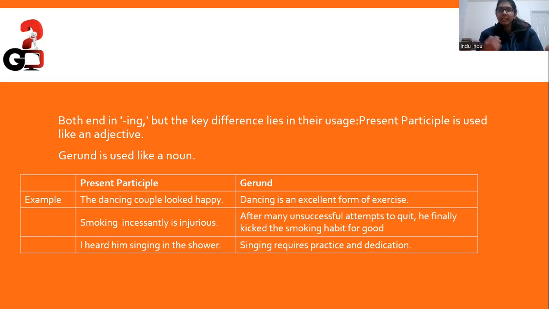Smoking incessantly is injurious. So smoking here is an adjective. I heard him singing in the shower, where again it is an adjective, right? So both end in ing, but the key difference is that in the present participle, the ing form of the verb is used as an adjective. When we talk about gerund, dancing is an excellent form of exercise. So dancing is used as a noun here. After many unsuccessful attempts to quit, he finally kicked the smoking habit for good, right? Singing requires practice and dedication. So again, singing here is used as a noun. It requires practice and dedication.